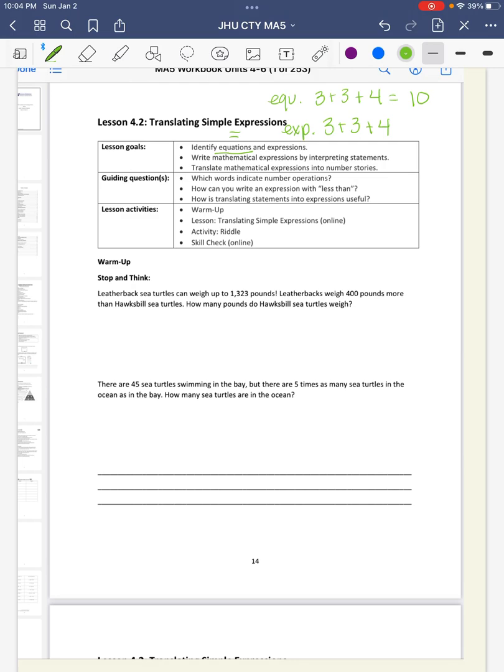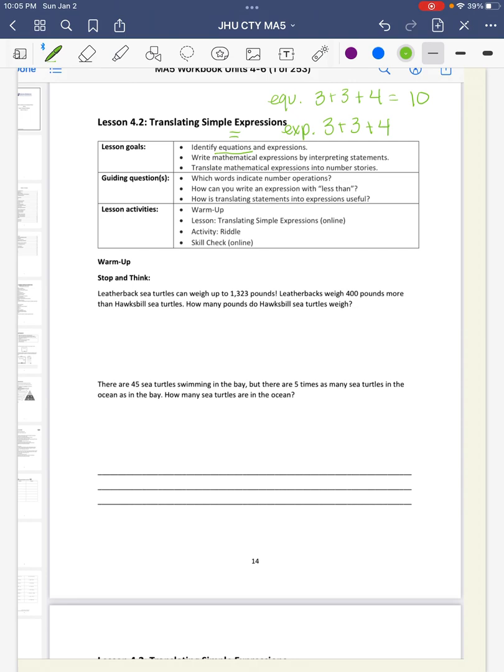So we're going to go ahead and do the warm-up. Again, this is the first thing you'll see in the Moodle course when you log in. So it says, stop and think. Leatherback sea turtles can weigh up to 1,323 pounds. Leatherbacks weigh 400 pounds more than hawksbill sea turtles. How many pounds do hawksbill sea turtles weigh? A lot to unpack here, a lot of fancy name drops. They probably do that in math problems just to confuse you. But there are some cool facts here.